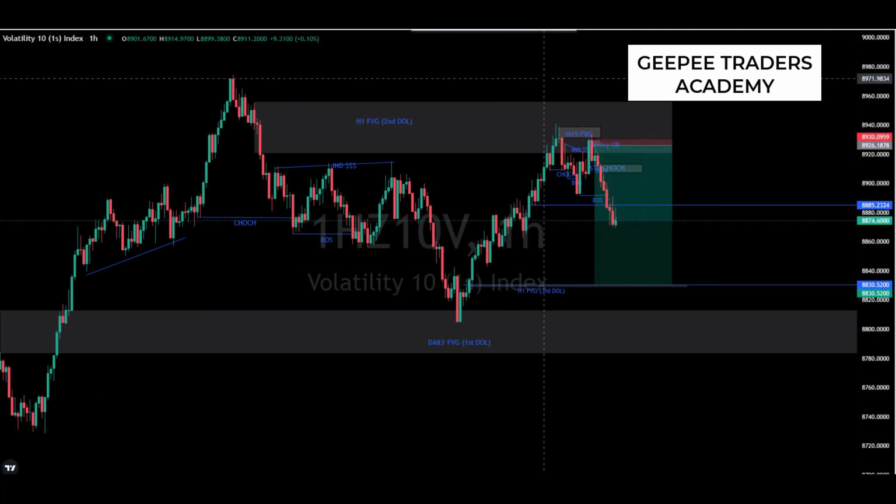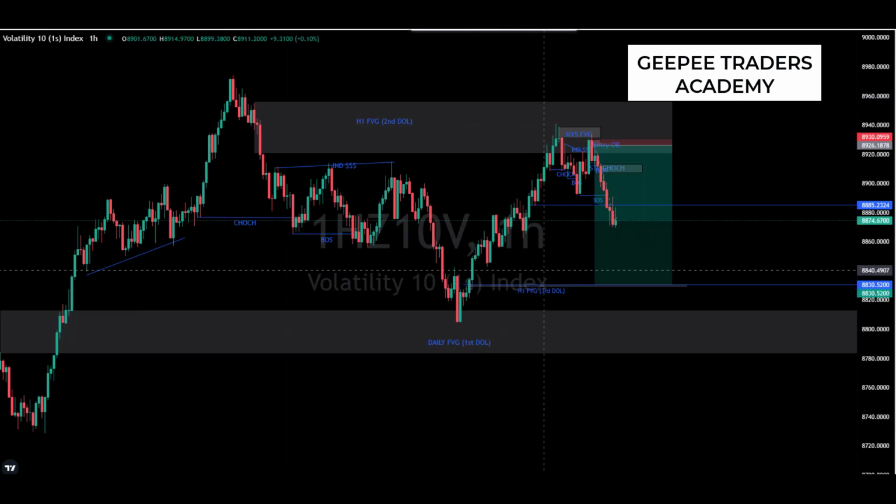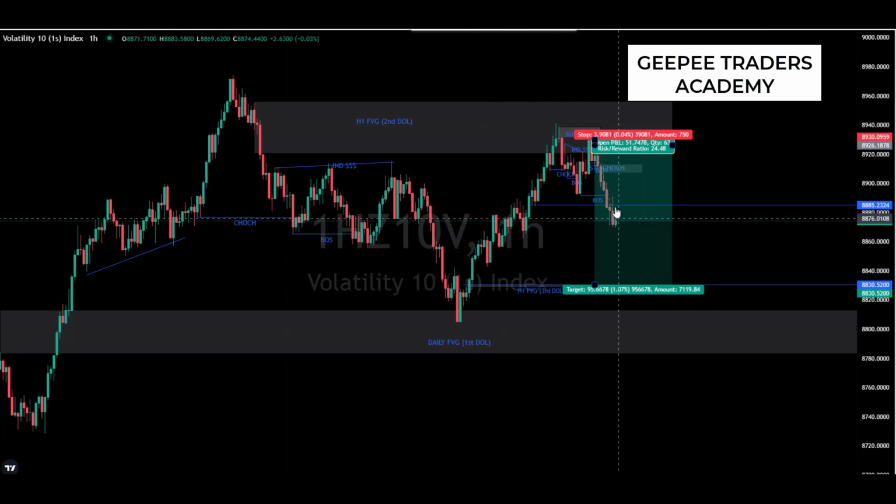So we'll go to M15 time. Before we go to the M15 time, take note of this price. This is our H1 fair value gap, which is expected to be our third drawn liquidity.